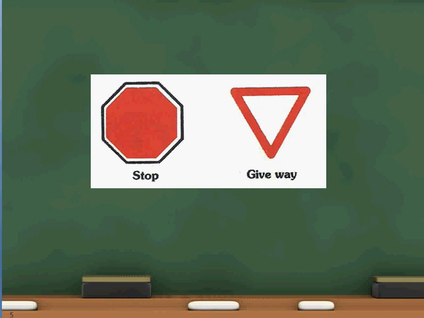The stop sign is used to stop the vehicles on the roadway, whereas the give way sign is used to indicate that you have to give way to the road traffic. The stop sign has an octagonal shape, and it is red in color with a white border. The give way sign is an inverted triangle with the apex downward, and it is white in color with a red border.